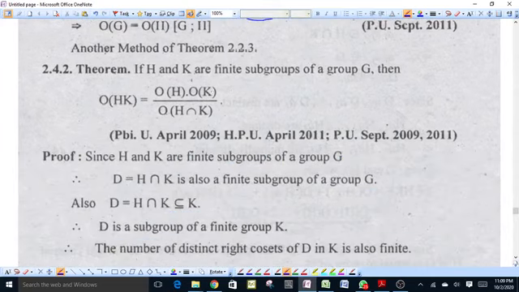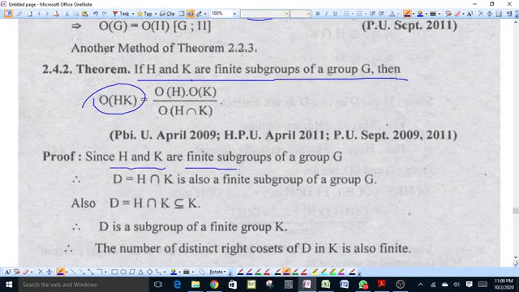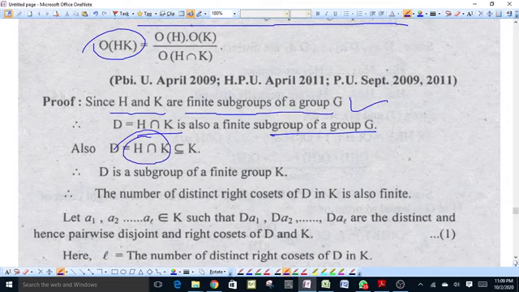Now we take a very important theorem. If H and K are finite subgroups of G, then the order of HK will be equal to the order of H times the order of K upon the order of H intersection K. Because H and K are finite subgroups of G, therefore D, the intersection, is also a finite subgroup of G. Because the intersection of H and K is a subset of H and also K, therefore D is a subgroup of the finite group K.